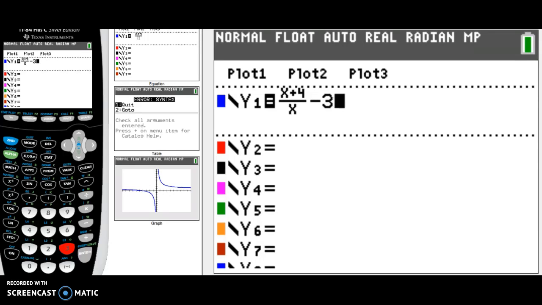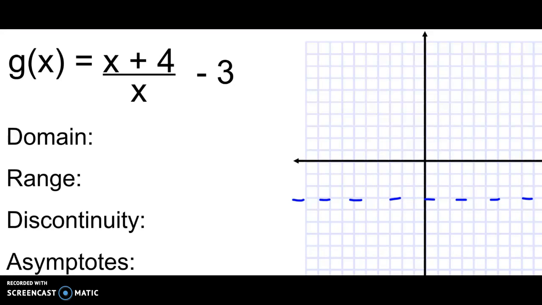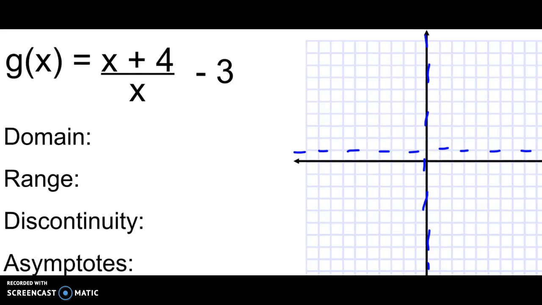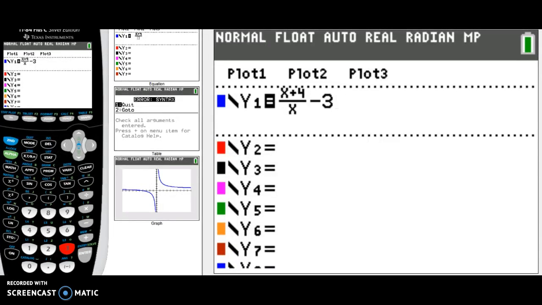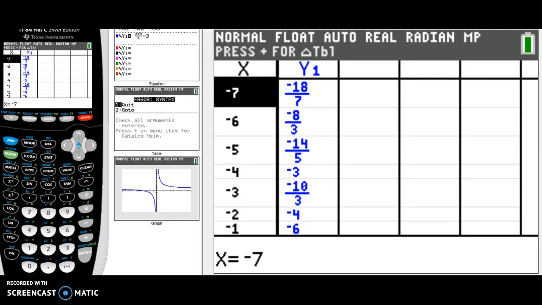So you don't have a horizontal asymptote at -3. You have a horizontal asymptote at 1. So I'm going to draw a little asymptote here at 1. Okay. And it looks like we have a vertical asymptote at 0. So I'm going to sketch the asymptotes first. Go back and look at what you got on your graph, okay? Or go to your table.